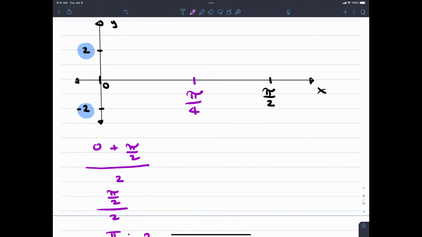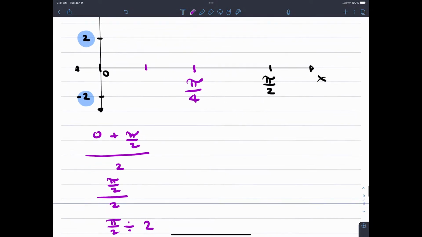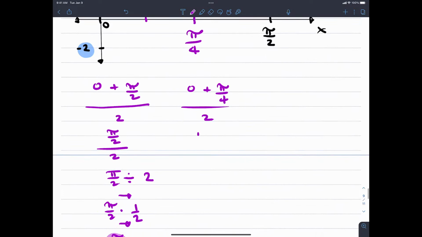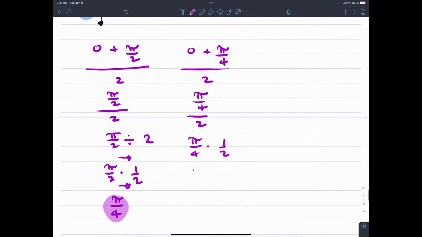All righty. Now, how do we get the next midpoint? What do you guys think? How do you get that point? Do you guys want to tell me what that's going to be? 0 plus pi over 4 divided by 2. 0 plus anything is what? It's itself, divided by 2. Pi over 4 times 1/2. What does that give you when you multiply fractions? That's pi over what? It's pi over 8.